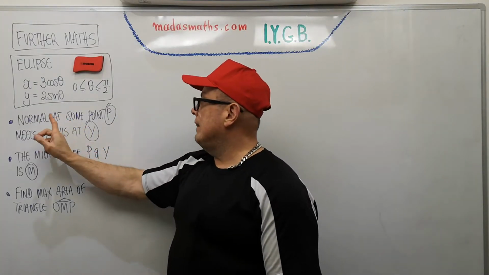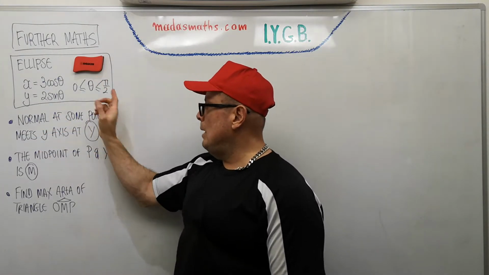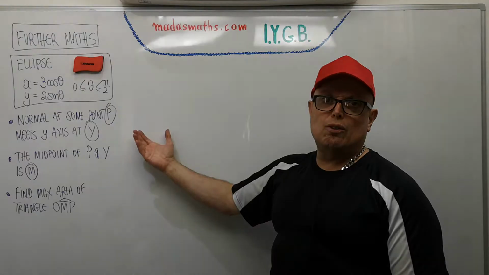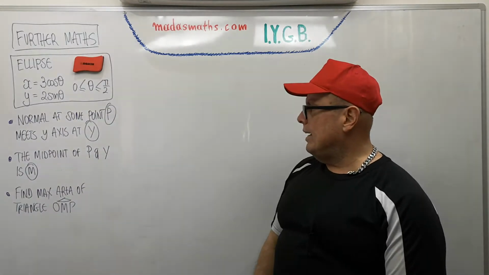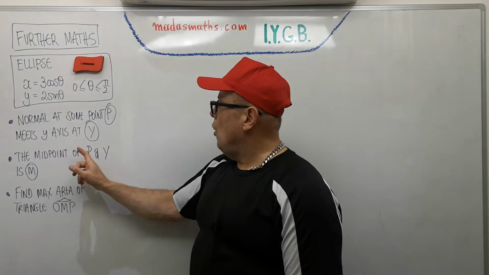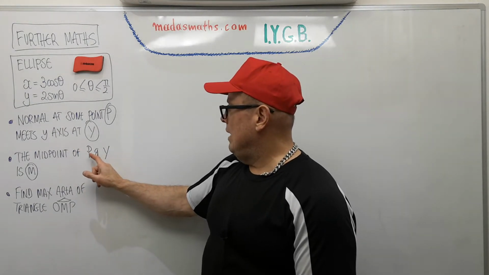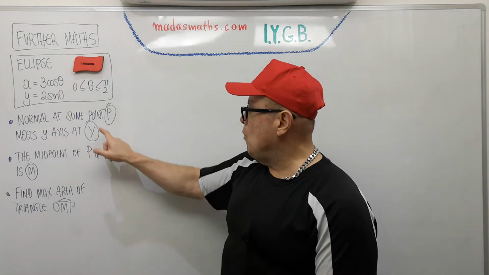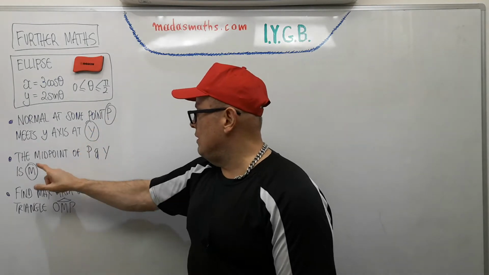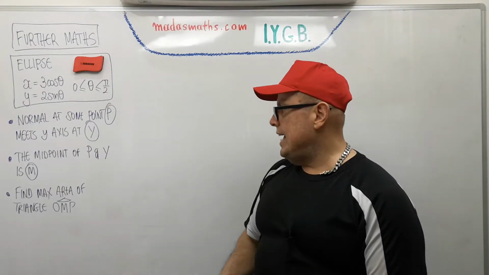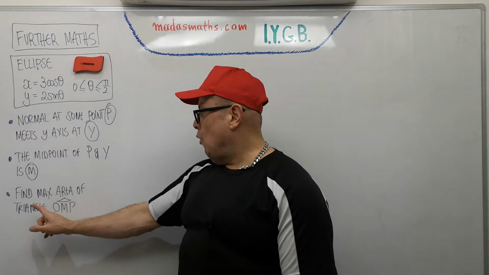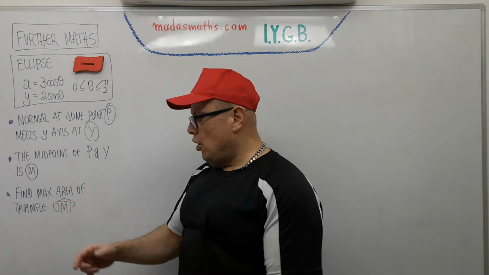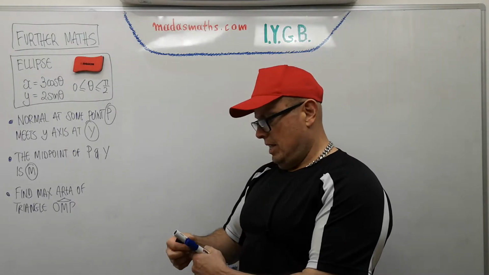Then a normal at some point P on this particular ellipse meets the y axis at the point Y. So I could have actually said there, find the equation of the normal or something like that. Then the midpoint of the point P and the point Y is denoted by M. So P is here, Y has been defined there, and the midpoint of those two is the point M. And then I'm asking you to find the maximum area of the triangle OMP. M has been defined, P has been defined, and O, perhaps I should write, is the origin.